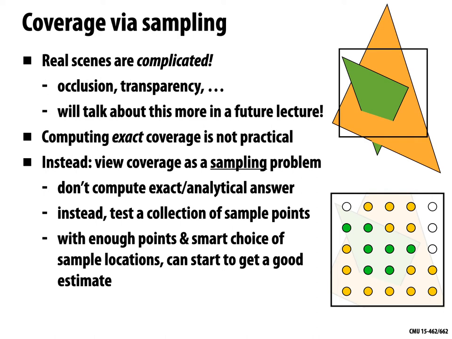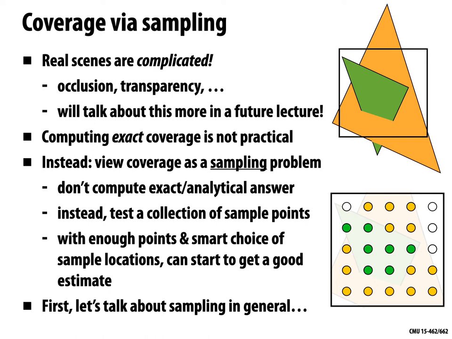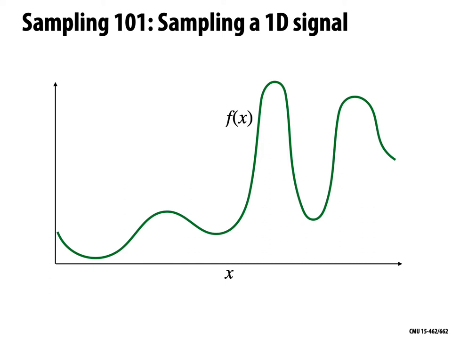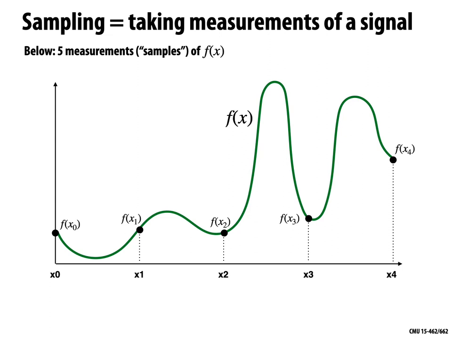Okay, so before really drilling down and answering this question for triangles, let's talk a little bit about sampling in general. And usually a good place to start is in one dimension. So in one dimension, I can think of a signal as just a function. I have a function f of a variable x. Sampling, all that means is I pick some values x0, x1, x2, x3, and so on, and I ask what is the value of the function at those points.